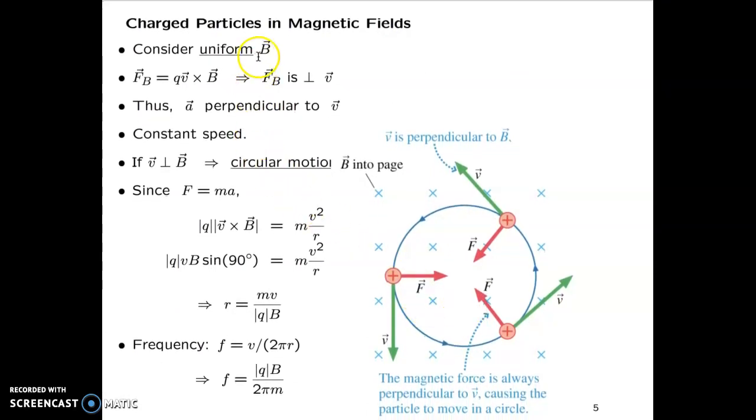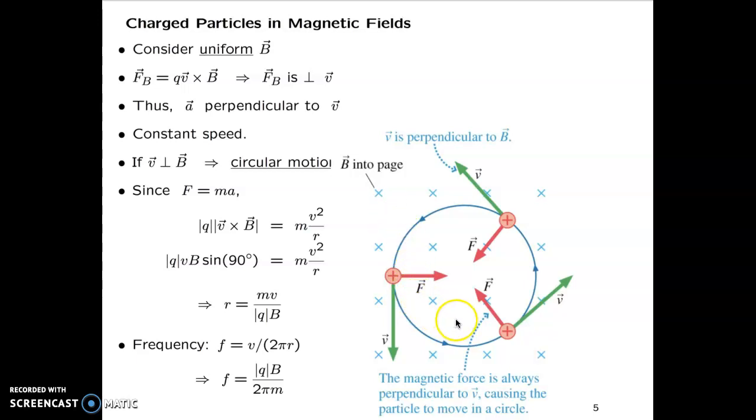We're going to look at charged particles in magnetic fields. And we're going to consider a uniform magnetic field. That just means the magnetic field is constant everywhere in the region of space where the magnetic field is present. Okay, so in this picture here, we have a magnetic field that is described by these blue crosses that are pointing into the page. So that means the magnetic field is pointing into the page.